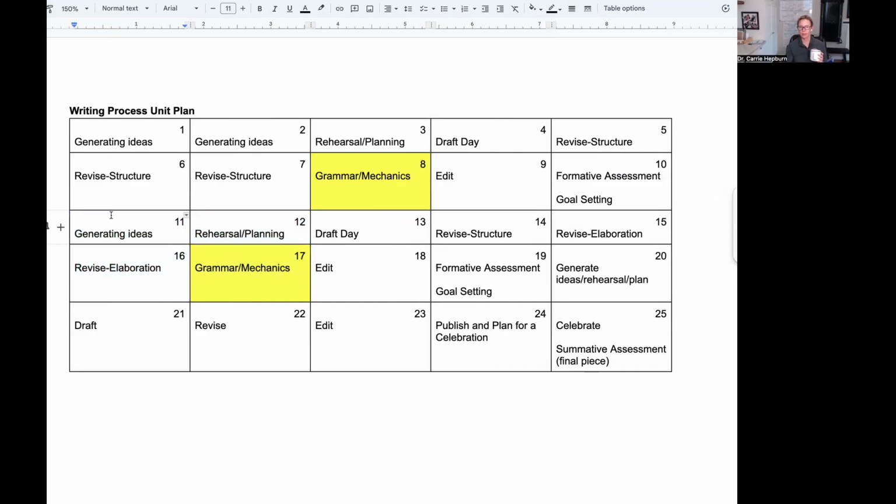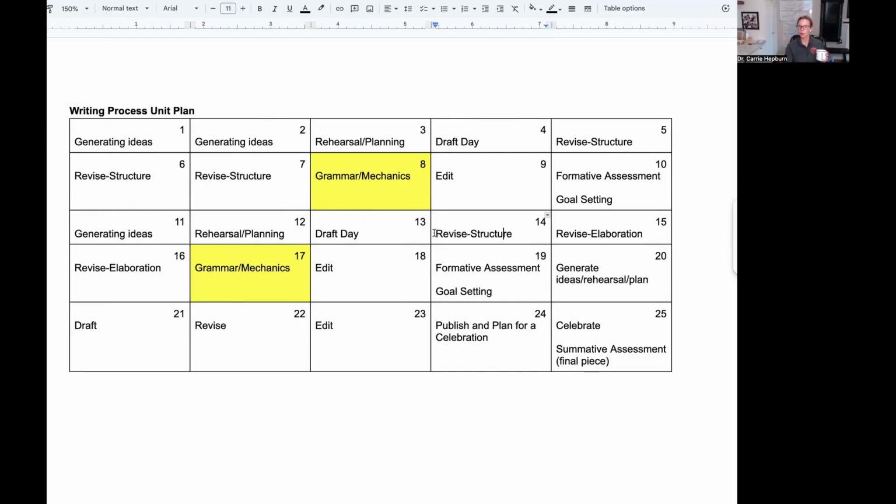So you'll notice instead of having two generating ideas, we have one generating ideas day where we give them another tool, another strategy, go into another rehearsal and planning where we taught them one way to do it here, teach them a second way here. Then they draft. So now they've gone from one strategy to two for rehearsal and planning. They've gone from two generating idea strategies to three.